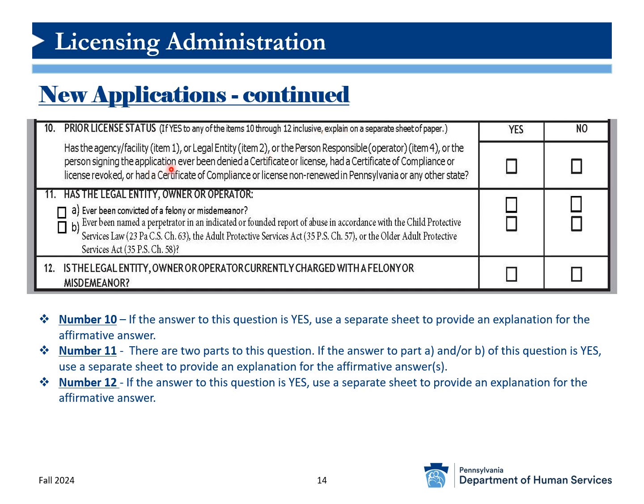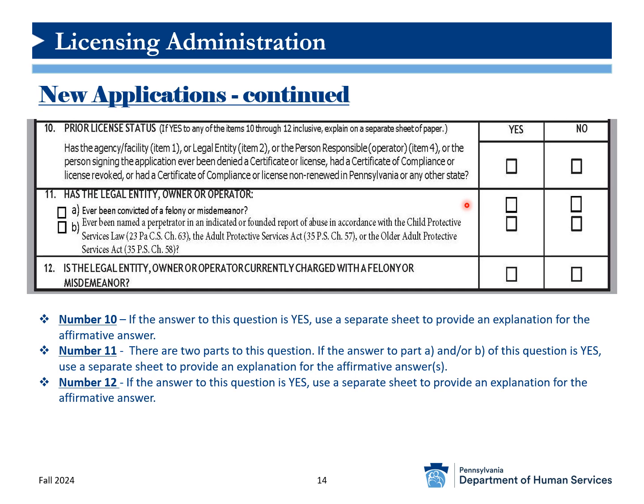Has your agency or facility or legal entity or the person responsible in item 4 or any person signing the application ever been denied a certificate or license, had a certificate of compliance or license revoked, or had a certificate of compliance or license non-renewed in Pennsylvania or any other state?